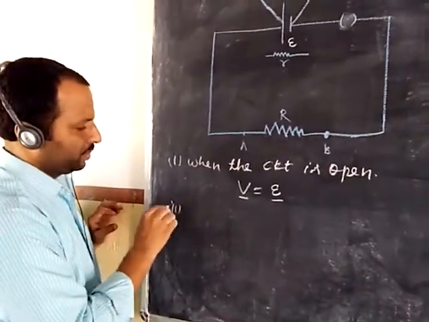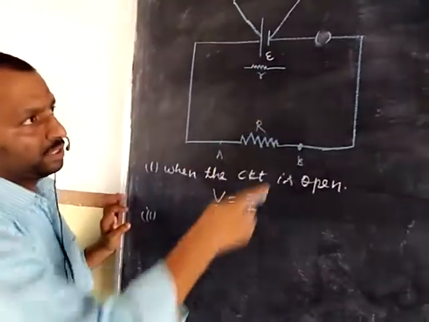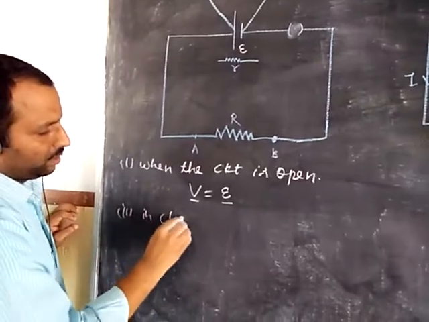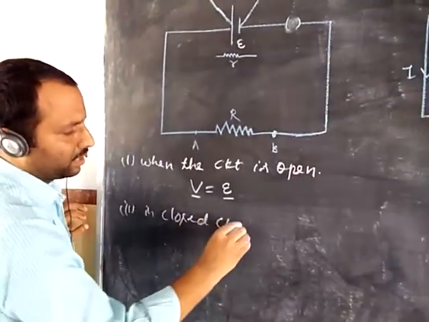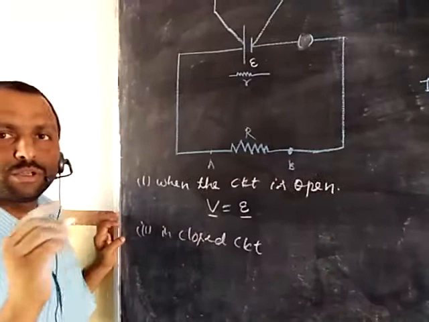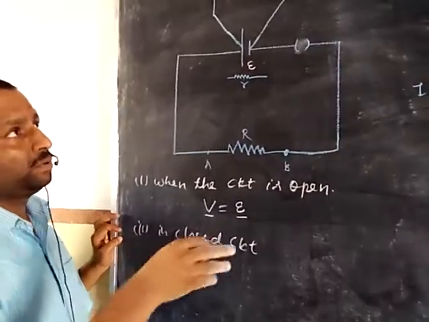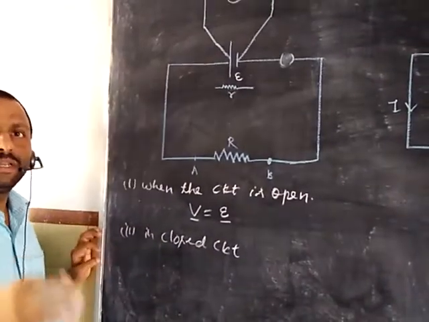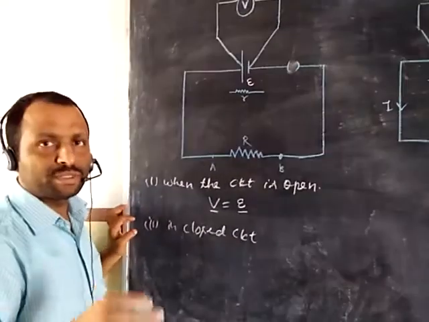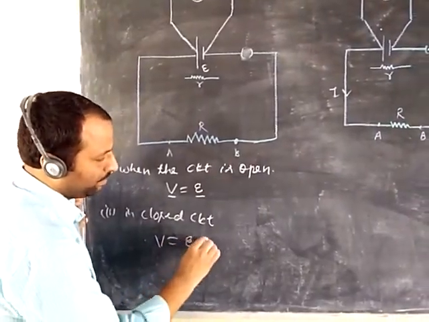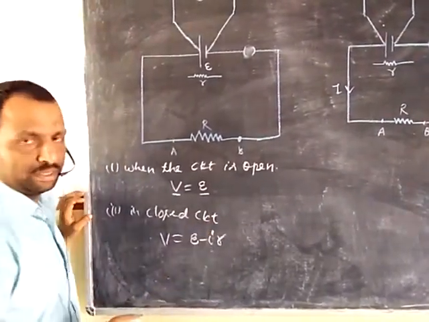In the second situation, when the circuit is closed, the key is closed, what will happen? The current will flow. In the closed circuit, when the key is closed, the current will flow. And now the voltmeter reads less than the EMF of the cell by IR. So V is equal to E minus I into R.